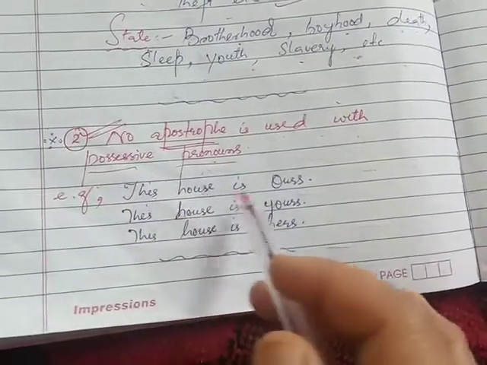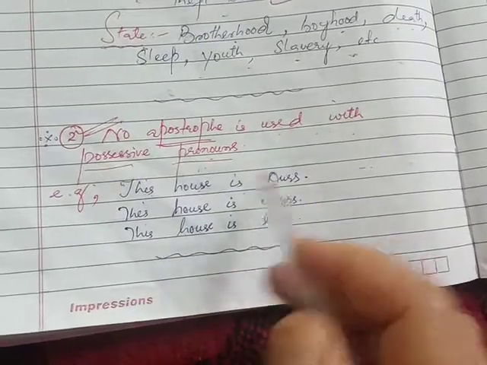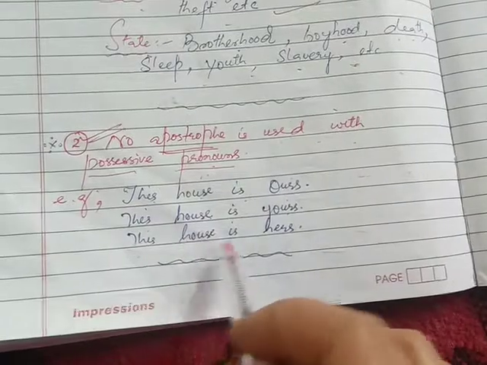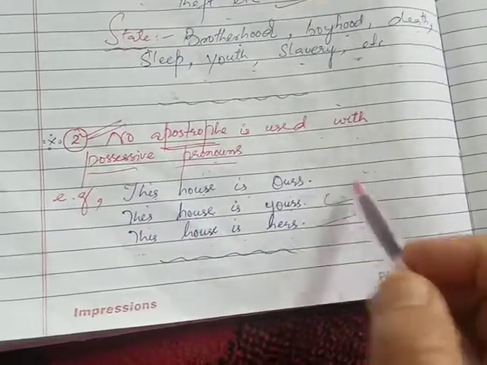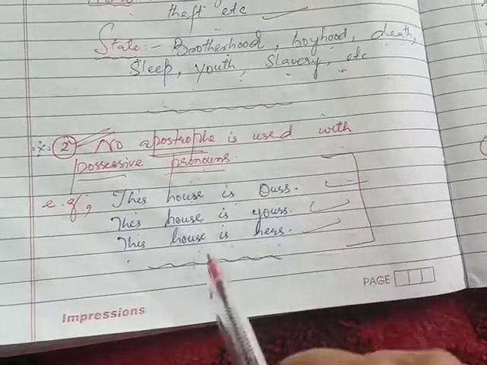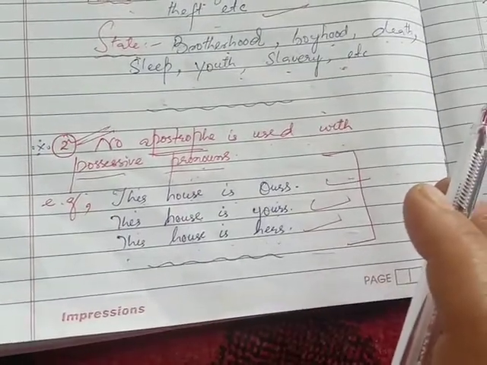For example, this house is ours. Don't use any apostrophe. This house is yours. No apostrophe is used. This house is hers. No apostrophe is used. So for possessive pronouns, one important thing you have to keep in mind is never to use any apostrophe with them.